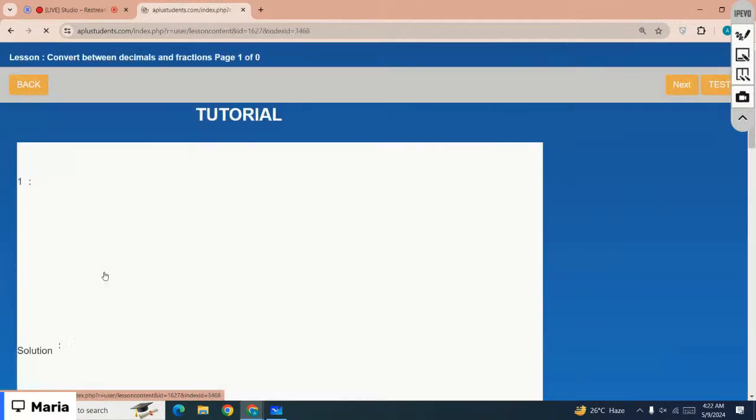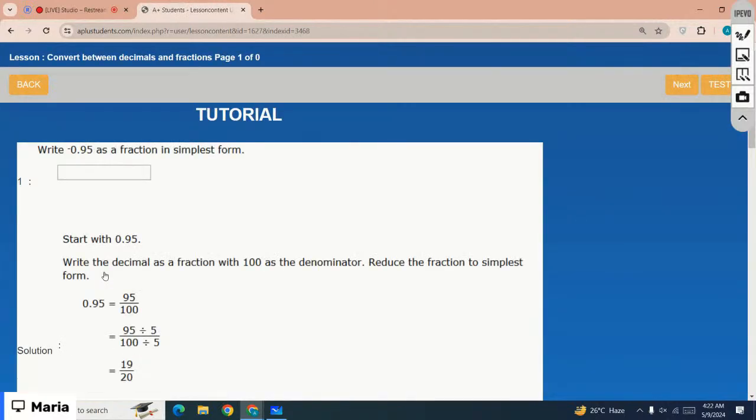Okay, convert between decimals and fractions. Write 0.95 as a fraction in simplest form. So just remove the decimal point first, right? That would be 95 over 100. Now divide them by the greatest common factor, that is 5, so that equals 19 over 20. Let's just start with the test questions.